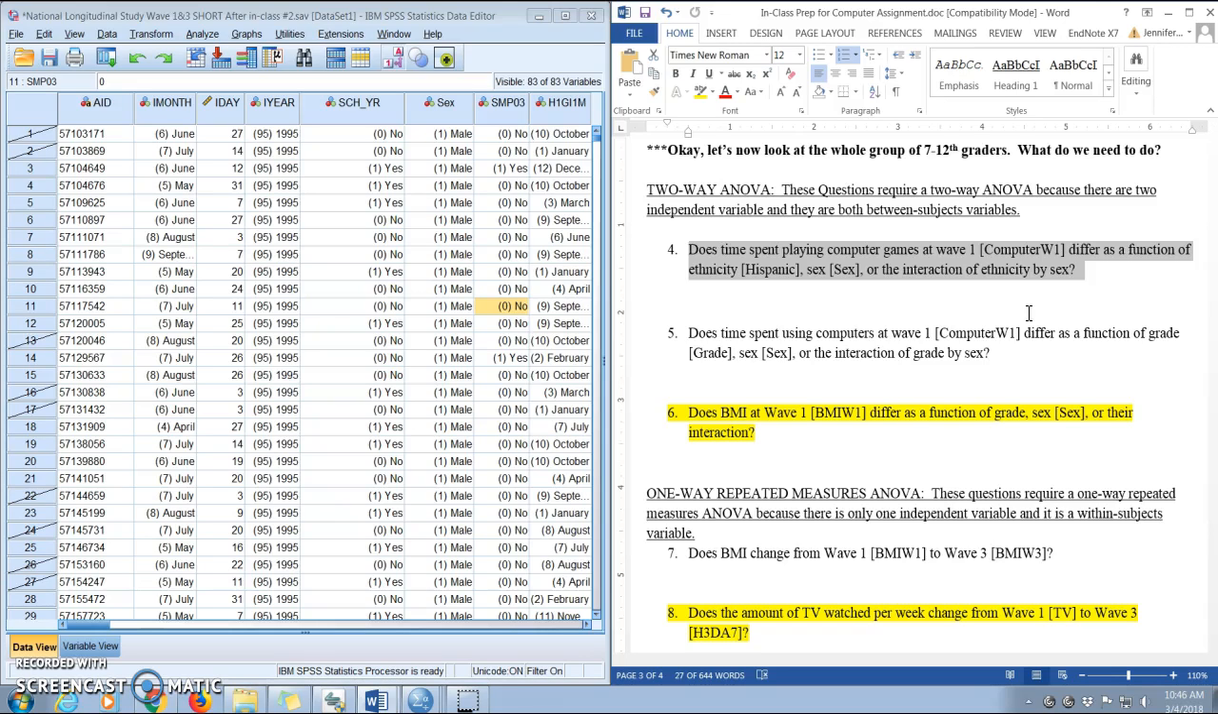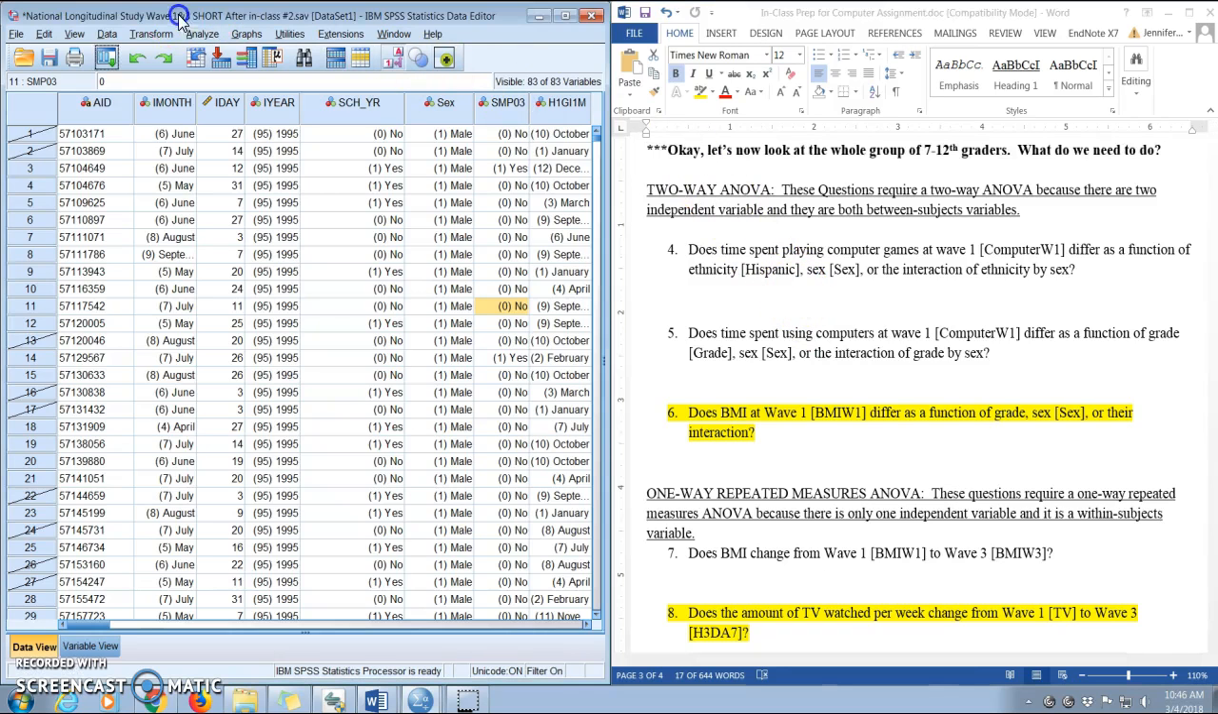And we want to know if that differs as a function of ethnicity. A person could either be Hispanic or they would be not Hispanic, so it's a between subjects variable. Sex, similarly, a person would either be male or female, the way they're coded in this study. And then also their interaction. So we've got two independent variables and we want to look at them simultaneously. And importantly, we're asked here to go back and get the whole sample. So we're no longer looking at just the younger children in the study, we're looking at the whole group.